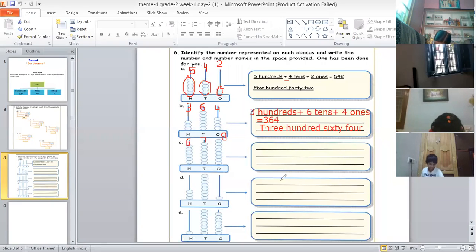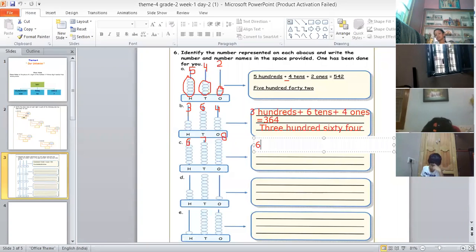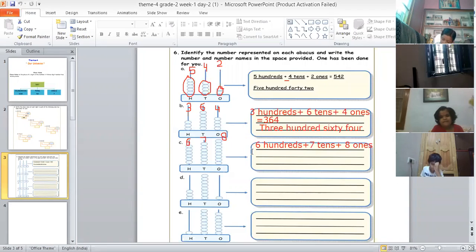Now, Akshaya, tell me its expanded notation. 6 hundreds plus 7 tens plus 8 ones. That's 8, okay.